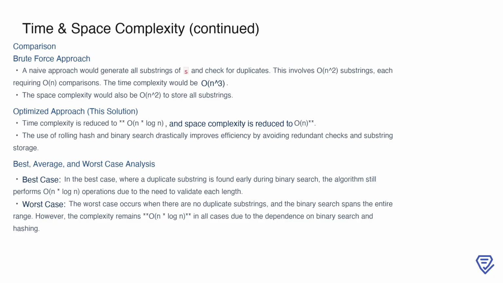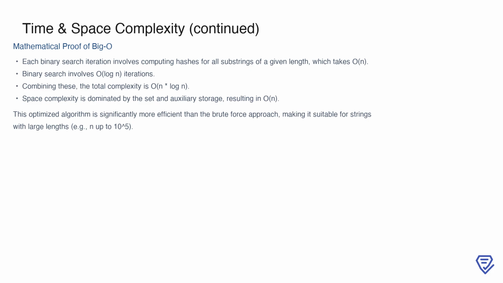This improvement is achieved by leveraging rolling hash to avoid redundant substring comparisons and binary search to narrow the search space. Whether in the best or worst case, the algorithm consistently operates within n log n, making it significantly more efficient. Finally, we can mathematically validate the big O analysis of this algorithm.